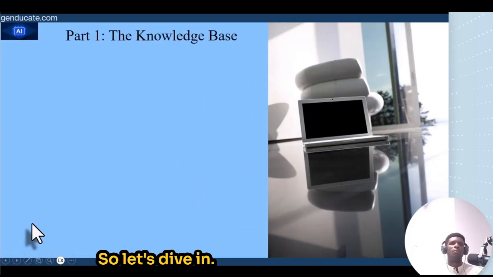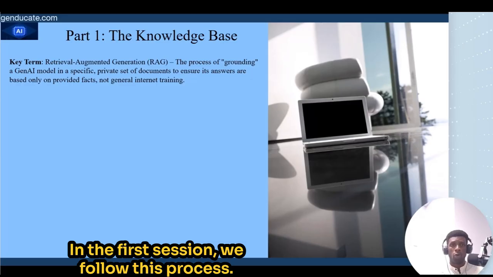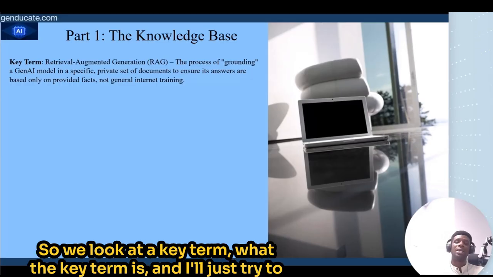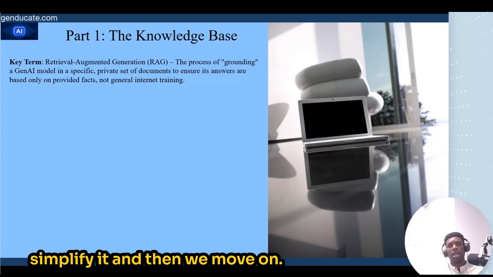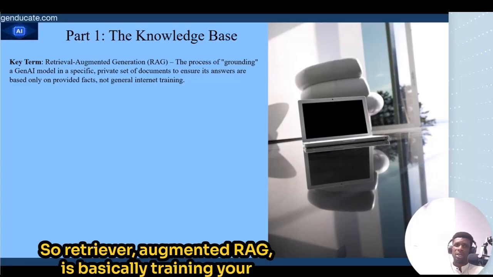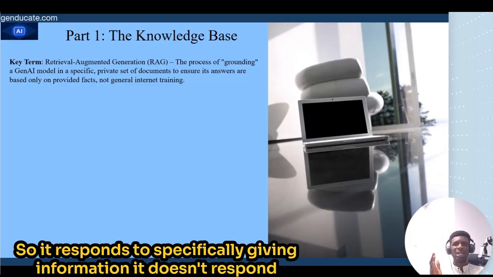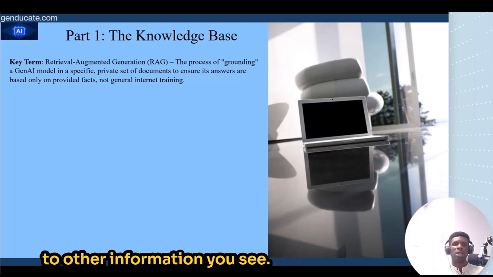So let's dive in. Part one is the knowledge base. As usual, in the first session, we follow this process. We look at a key term, what it is, and I'll try to simplify it, and then we move on to the practice. Retrieval-Augmented Generation, RAG, is basically training your generative AI to respond to specifically given information. It doesn't respond to other information.